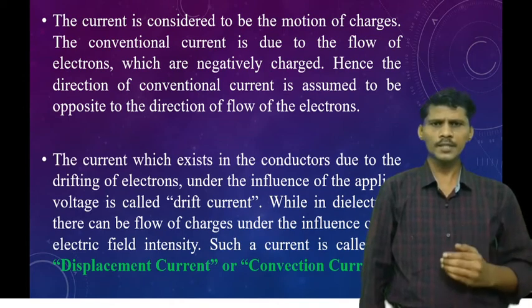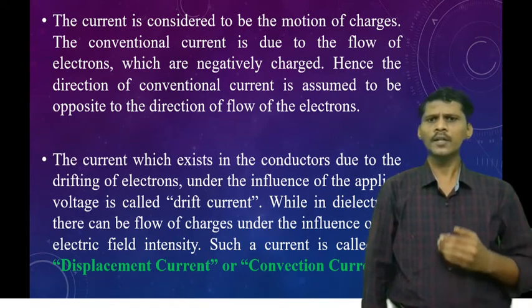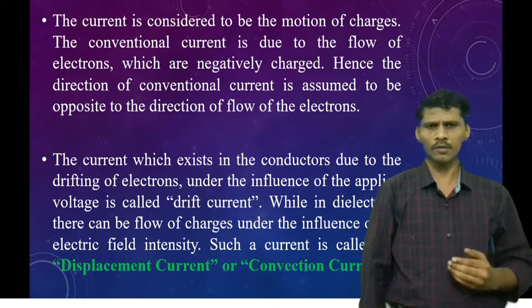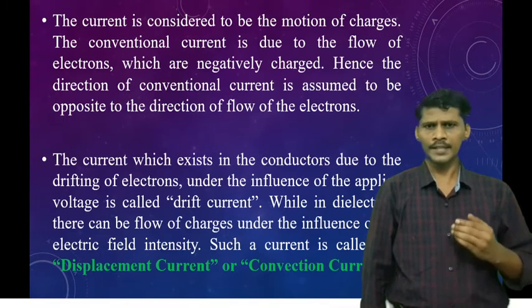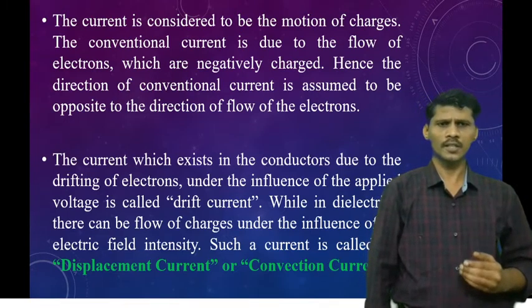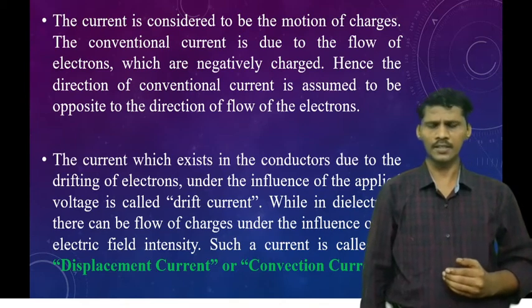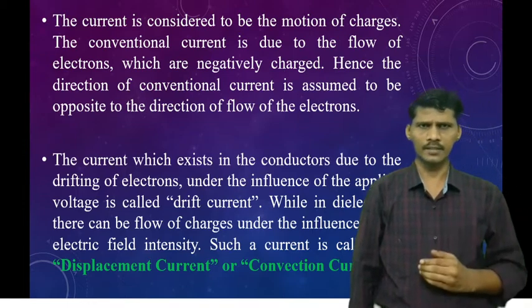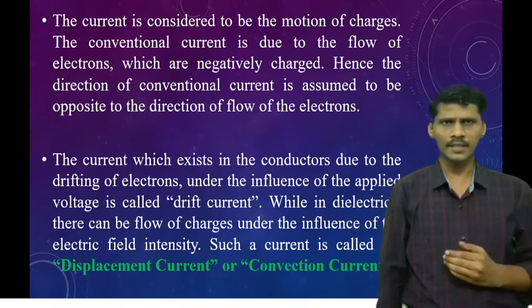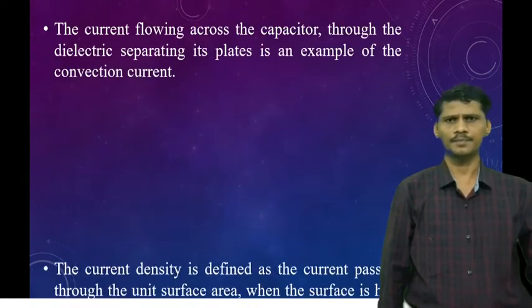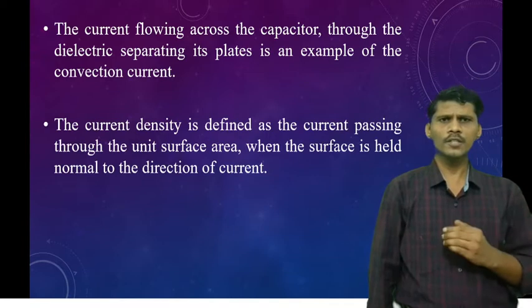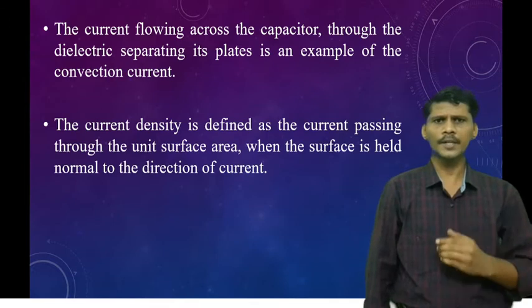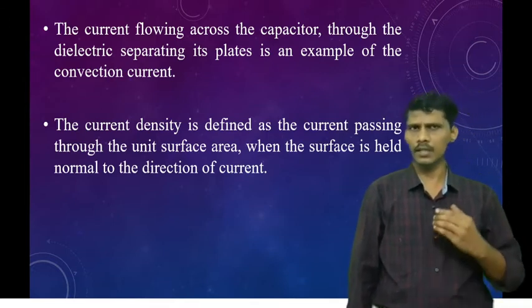The current which exists in conductors due to the drifting of electrons under the influence of the applied voltage is called drift current. While in dielectrics, there can be flow of charges under the influence of the electric field intensity. Such a current is called the displacement current or convection current. The current flowing across a capacitor, through the dielectric separating its plates, is an example of the convection current.